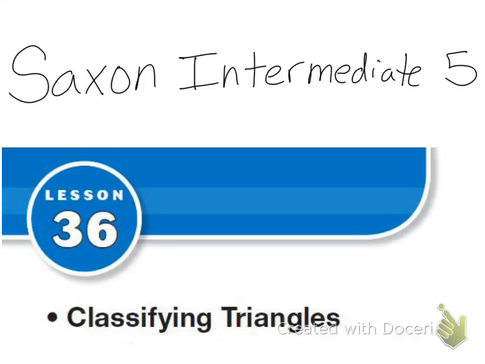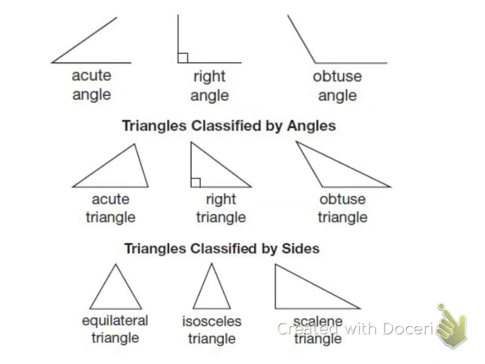Today's lesson is lesson 36, classifying triangles. All triangles have 3 angles and 3 sides, but we can classify or sort the triangles by the size of their angles and by the relative lengths of their sides. So we have 3 different types of angles: acute angles, right angles, and obtuse angles. So triangles that contain these angles can be classified as acute triangles, right triangles, and obtuse triangles.